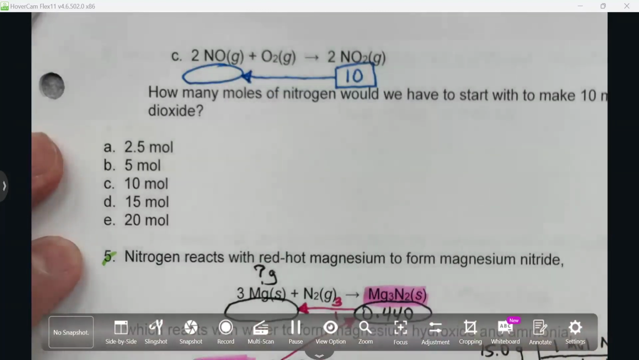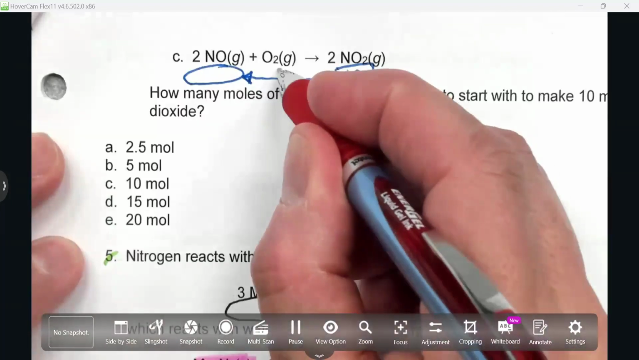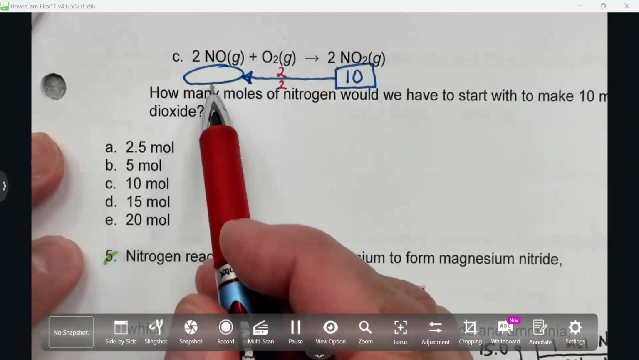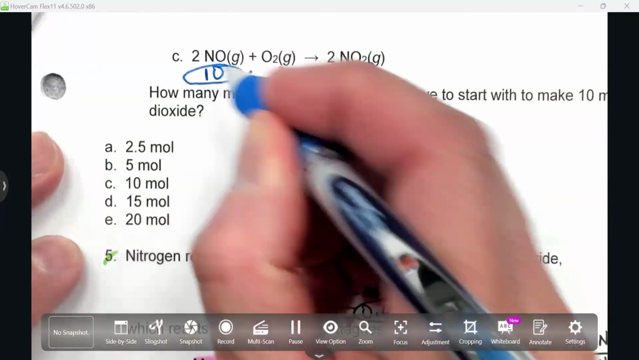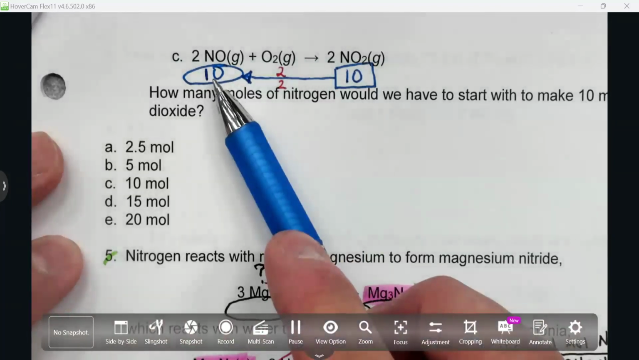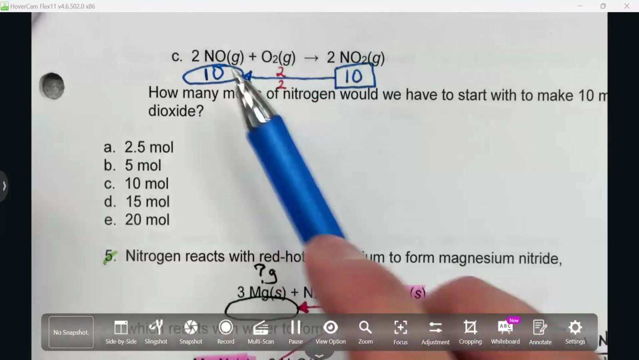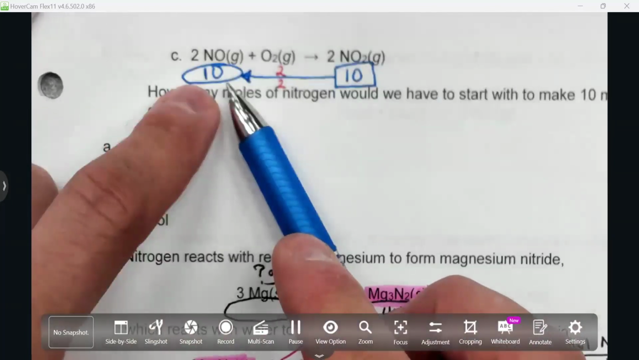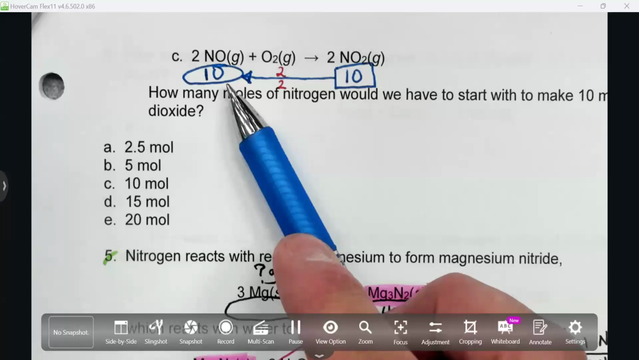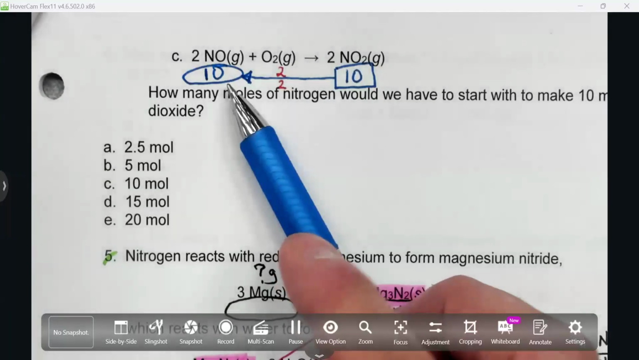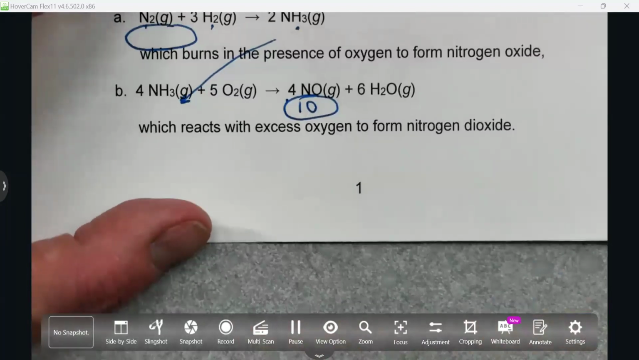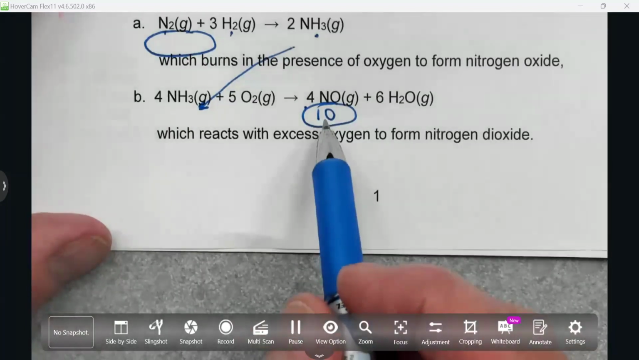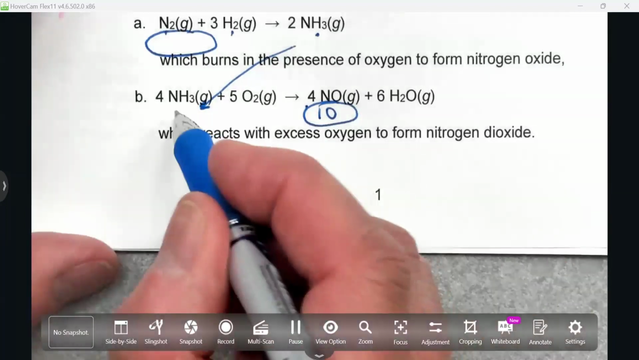The mole ratio is 2 to 2, right? 2 to 2. The 10 moles of nitrogen dioxide would be produced from 10 moles of nitrogen monoxide. This 10 moles of nitrogen monoxide that we start with here would have been produced here. The 10 moles of nitrogen monoxide that were produced here came from ammonia.